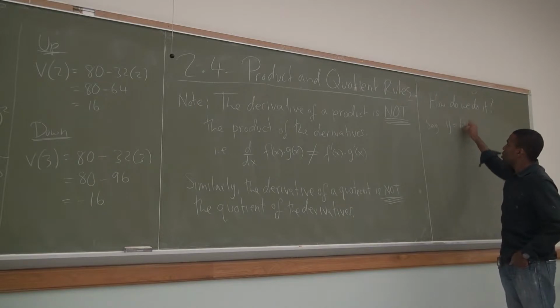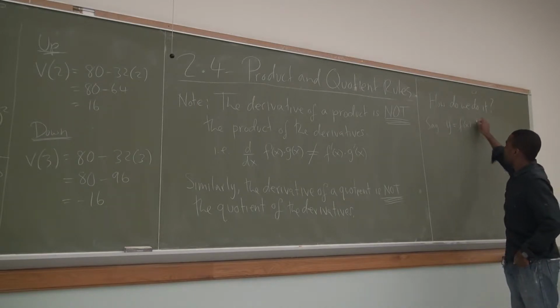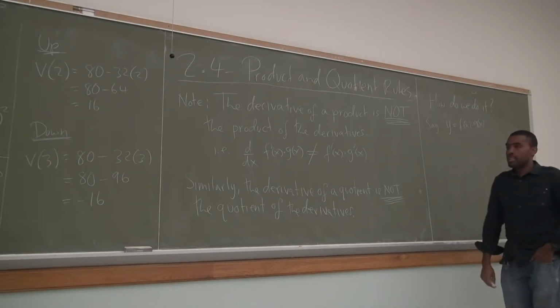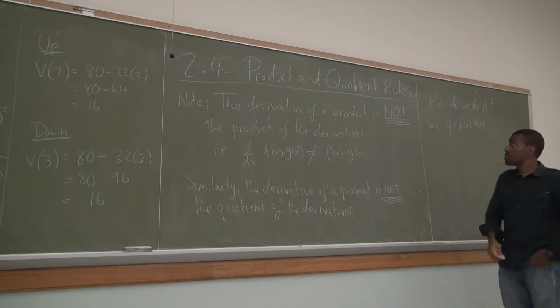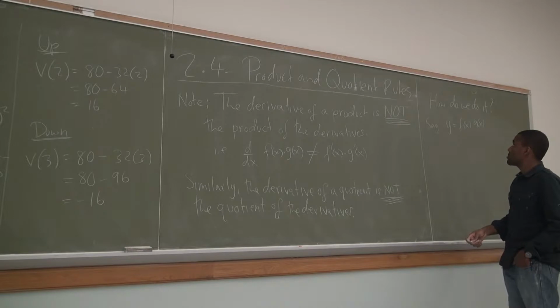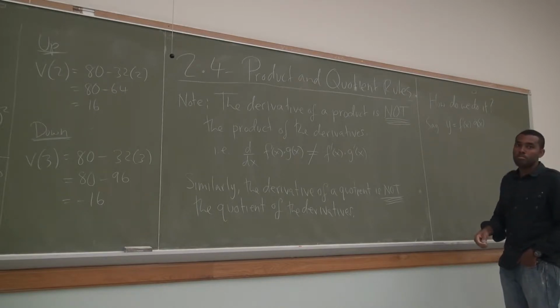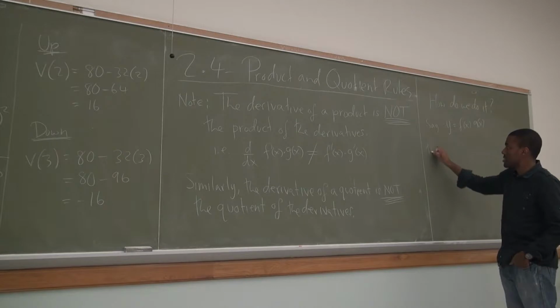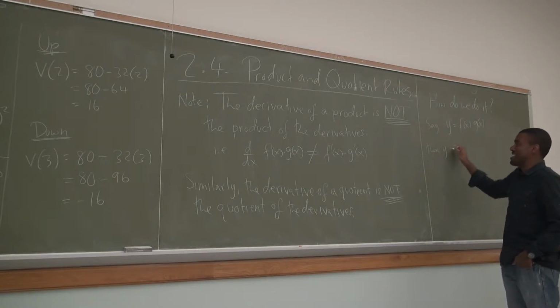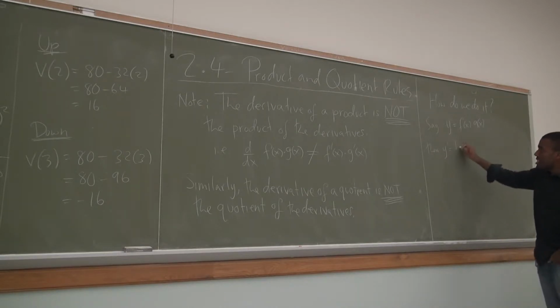Say my y is equal to a product, right? How would you find the derivative? F prime of x plus g prime of x. No, f prime of x times g of x plus g prime of x times f of x. How do you know that? Well, that's the product rule. That's how we know that. That's the rule. You could actually derive it, right?